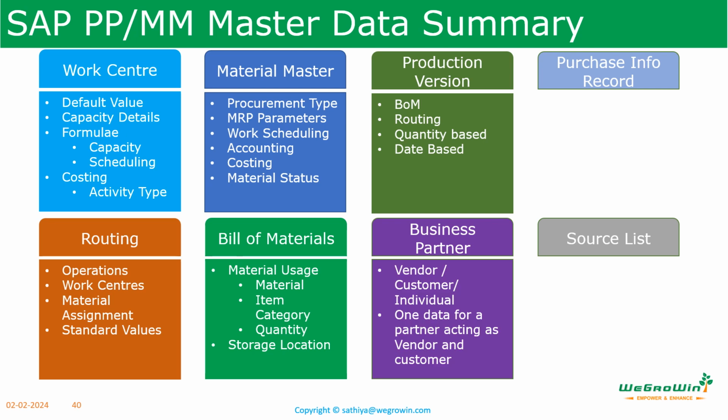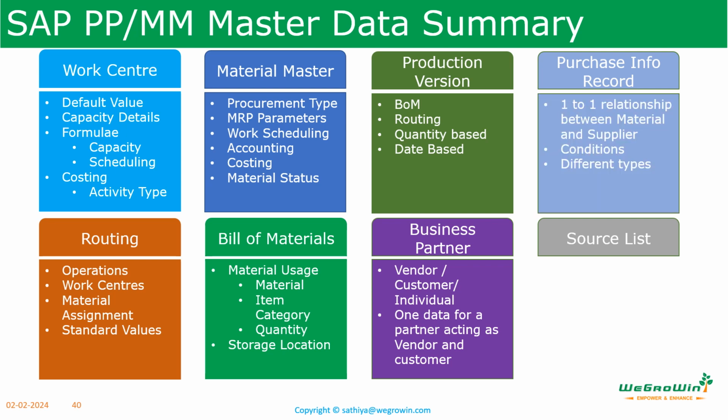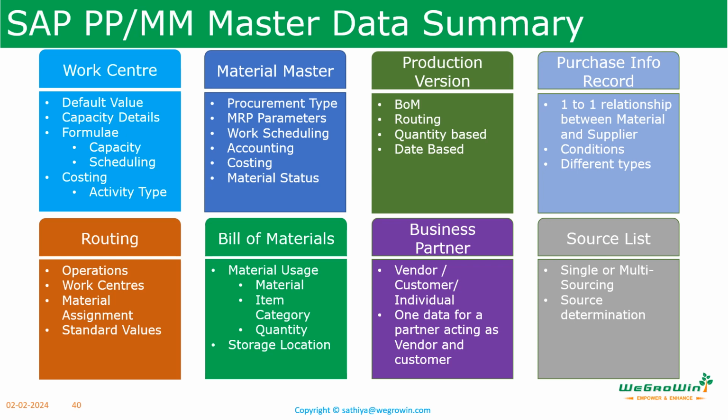Then we discussed the MM specific things like a business partner, which is created for a vendor or a customer, the same thing. It is the one data for a partner who is acting as a vendor and customer. Purchase info record is a one-to-one relationship between the material and supplier. We saw various details, like conditions and different types of purchase info records. Source list may be a single source or multiple sources. When you have multiple sources, mainly it is required to select which supplier is to be selected for MRP and other purposes. So like this, we saw the introduction of all these master data. We are not going to stop here. We will be discussing each master data in detail, for each parameter, in the coming sessions.